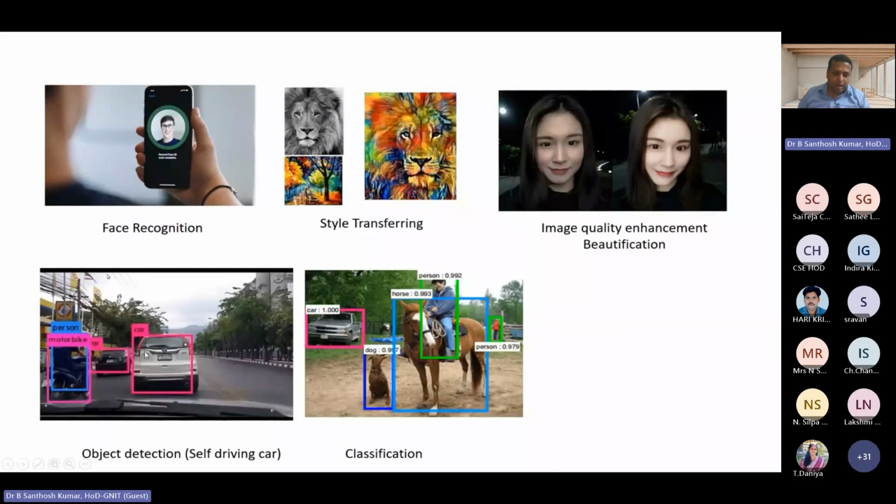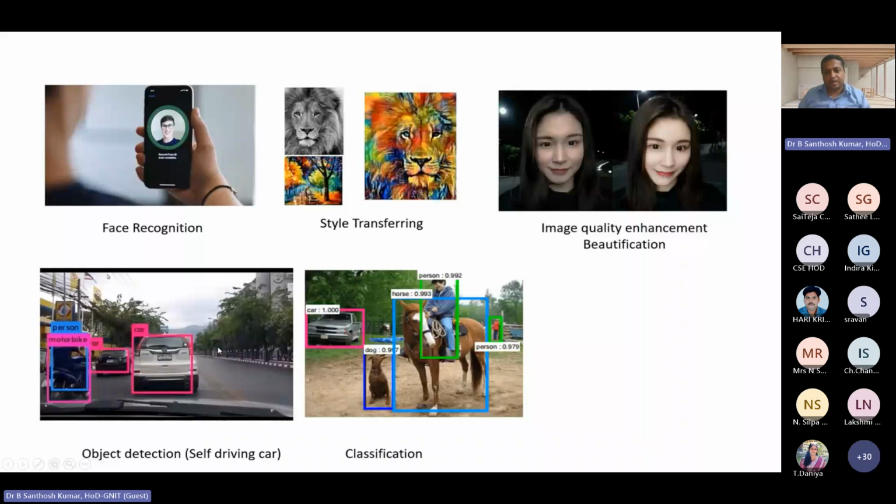Then we are talking about object detection. It means the self-driving car. In a self-driving car, cameras are available in the front. The cameras capture what object is in front of the car, and it automatically does some analysis whether it is a car or a scooter. For example, if I want to overtake, first I have to check whether any vehicles are coming from this side, and according to that only I can do it.